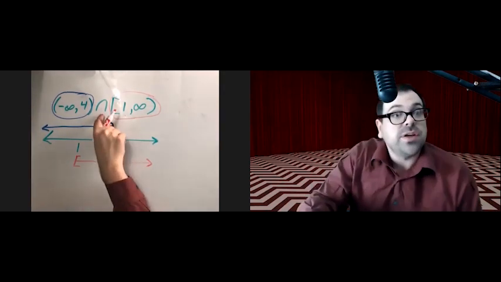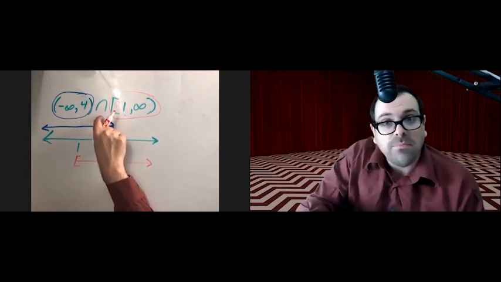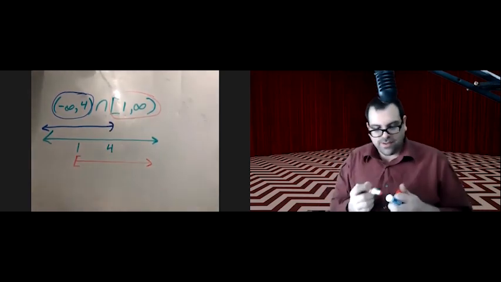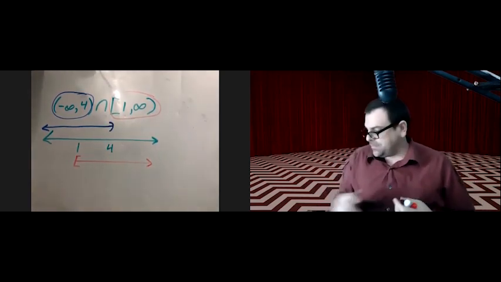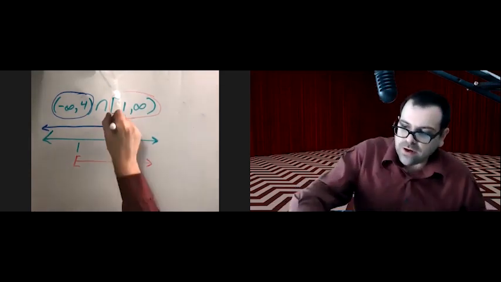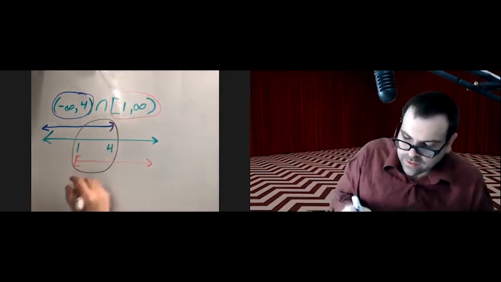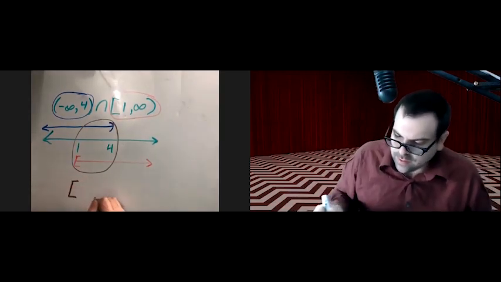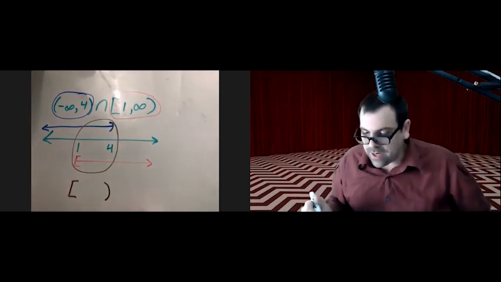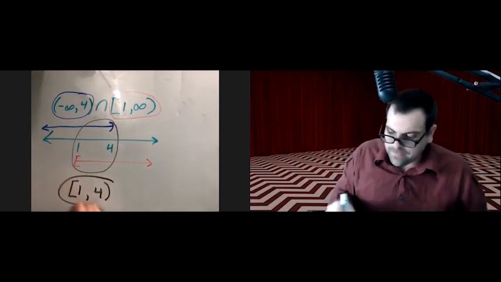The intersection means the overlap. It has to be on both graphs to make it in club intersection, to get in this final answer. So where is the overlap? It overlaps here, with a square bracket on the left and a parenthesis on the right between 1 and 4.